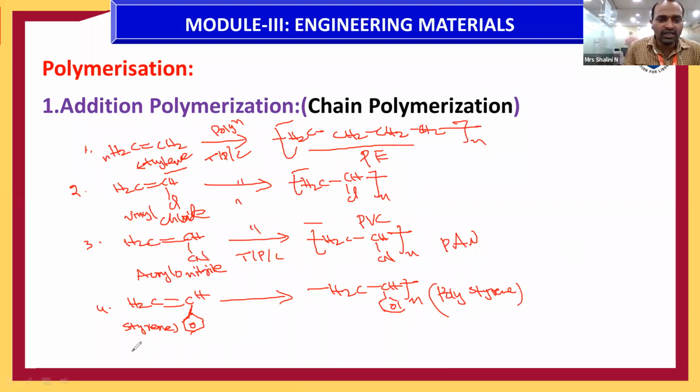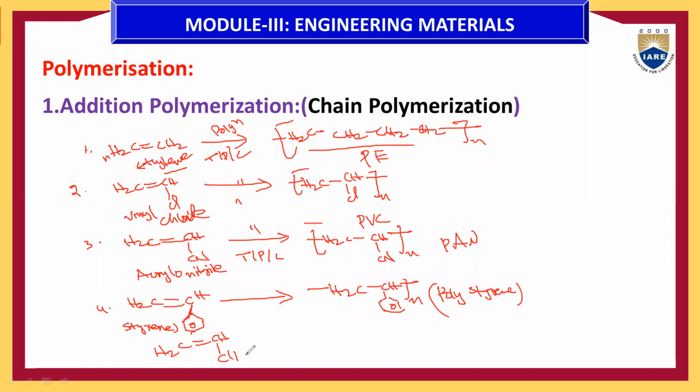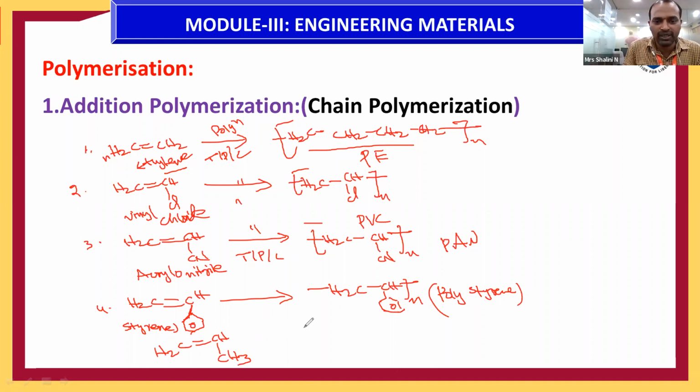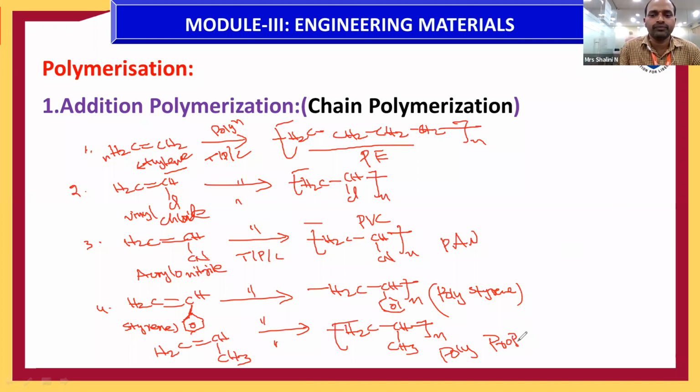One more example is propylene, H2C double bond CH CH3. Propylene undergoes polymerization to form polypropylene, H2C CH taken n times with CH3. So this is polypropylene. So these all are examples of addition polymerization.